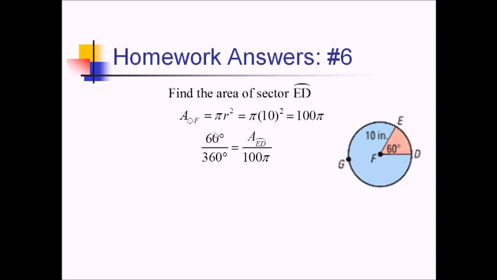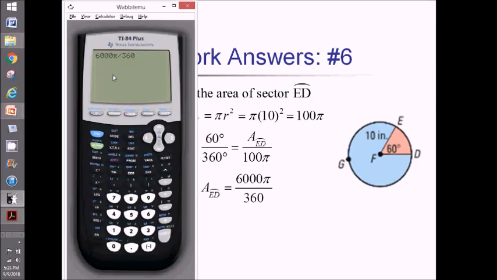So that will be 6,000 pi over 360. And let's divide that on the calculator now. Dividing that out, we're going to get about 52.36, and that's going to be square inches.